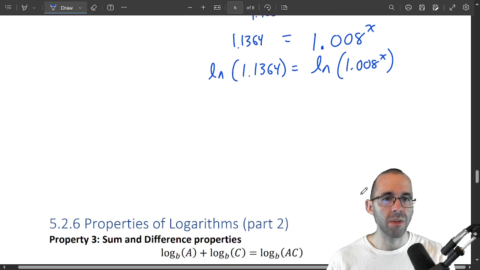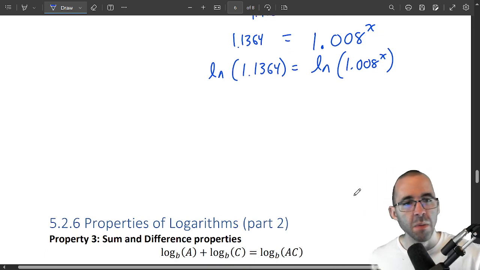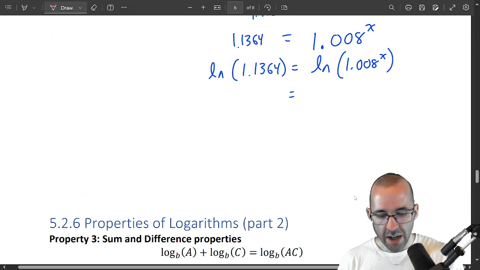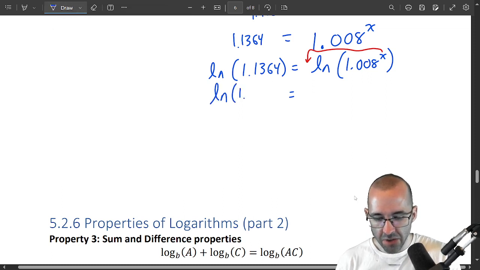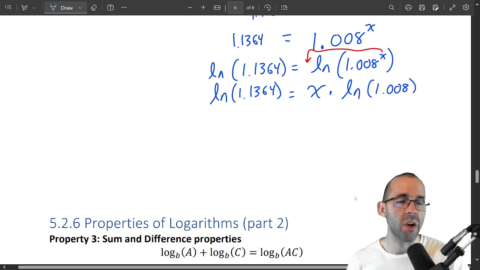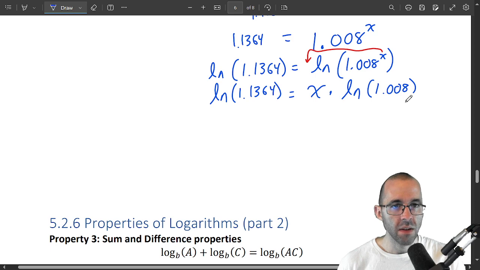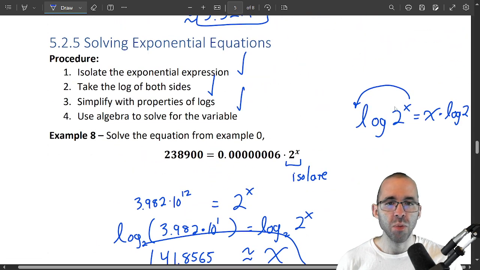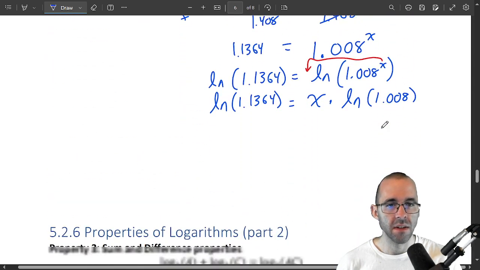Simplify with properties of logarithms. How does that right-hand side simplify? We know that if we have the logarithm of an exponential, that exponent comes all the way in the front of this logarithm. The left-hand side, we leave that alone for now. The right-hand side is x times the natural log of 1.008. That was that exponent property. Great, we simplified with properties of logs. Check. Last step was to solve for the variable with algebra.